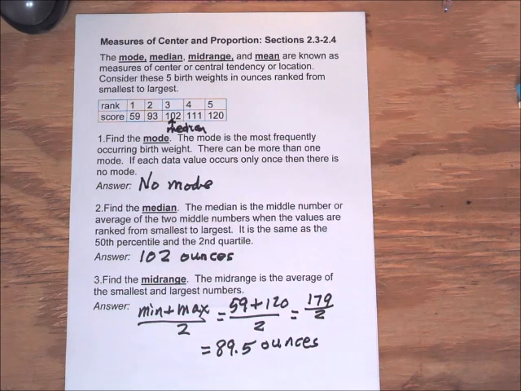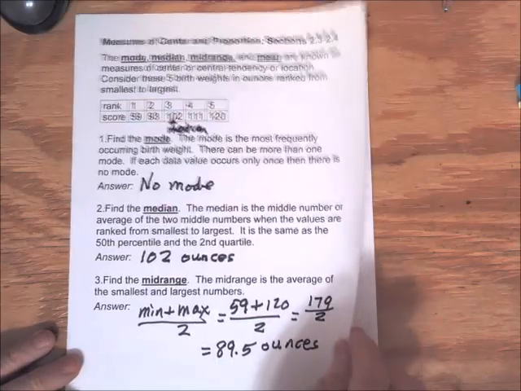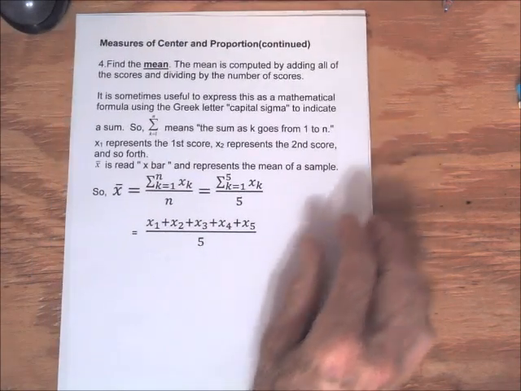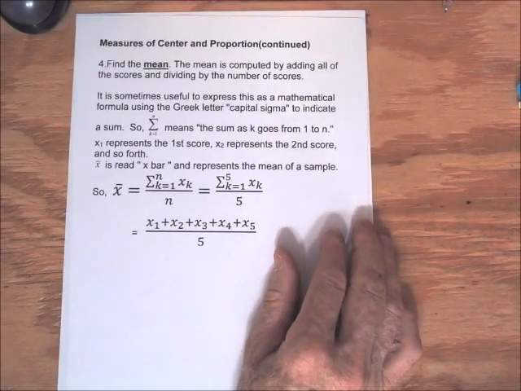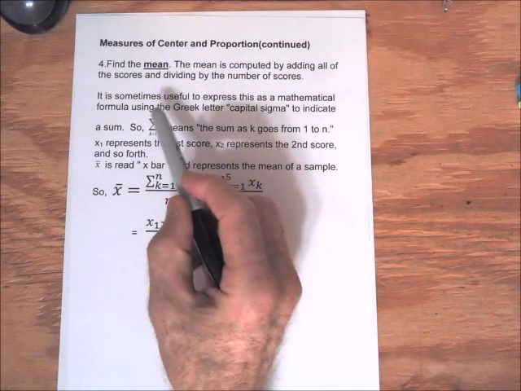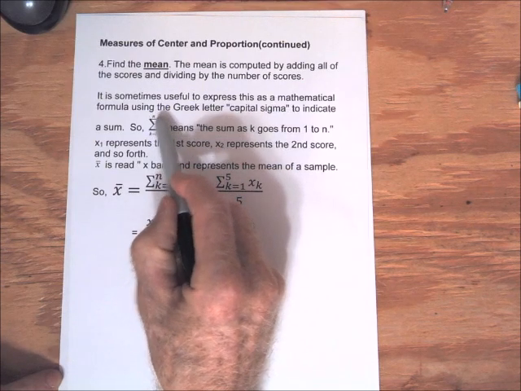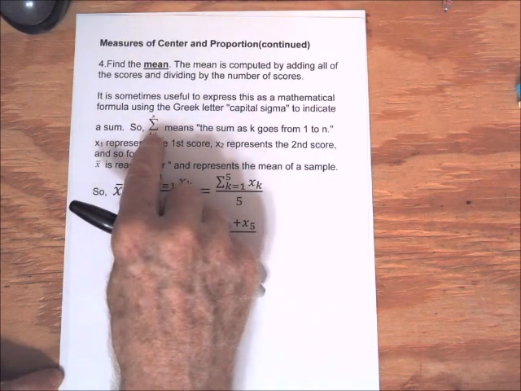Okay. And then the mean. The mean is basically the total of the scores divided by the total number of scores. Sometimes it'll be useful to have a notation here. The Greek letter uppercase sigma looks like this. That means sum.